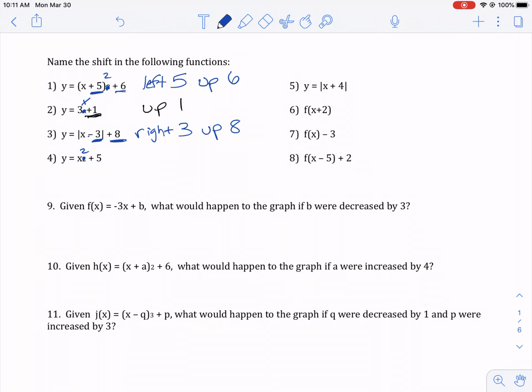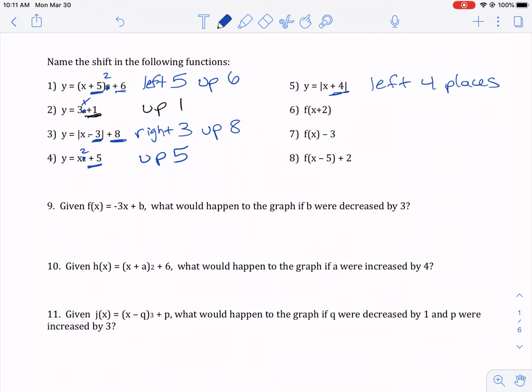For number 4, we have an x squared. There is nothing paired with the x. There is no horizontal shift. Plus 5 is out here by itself, so the plus 5 means we are going up 5. For number 5, okay, the number paired with the x is a positive 4, so when it comes out, it's a negative 4, meaning that we're going to go left 4 places.